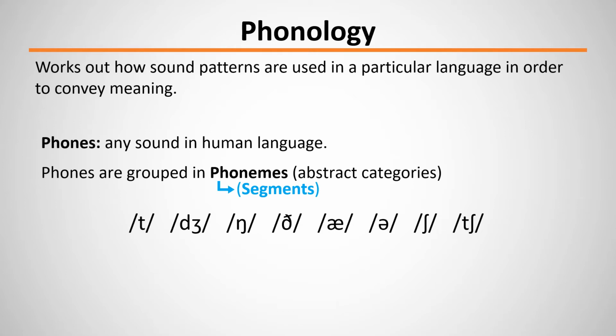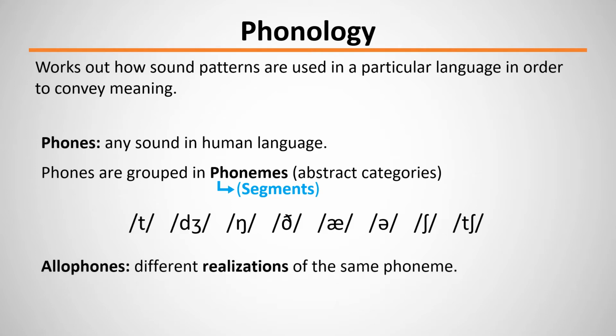When we are actually speaking though, that's when we use allophones. An allophone is the phonetic realization of a phoneme. So each phoneme can be realized as one or more different allophones depending on the environment in which that sound appears. And by environment, we mean by which other sounds that phoneme is surrounded.